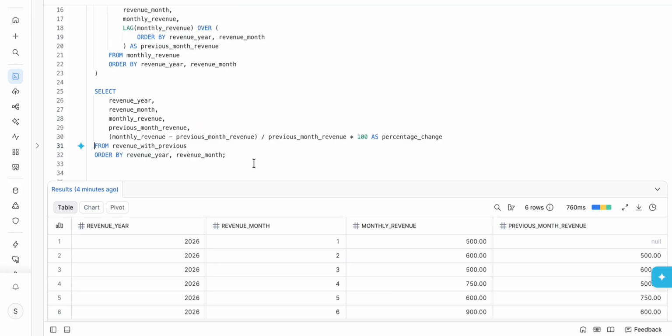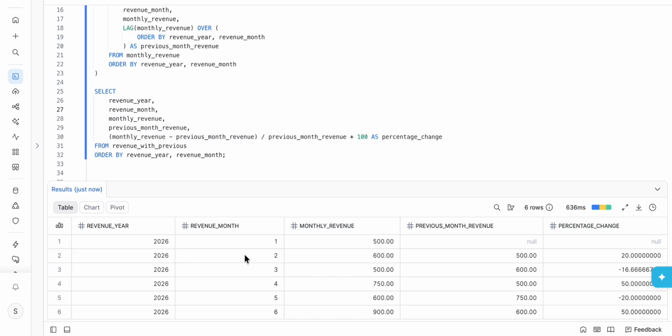For the percentage, the math is simple because both values are sitting on the same row. So we'll do monthly revenue minus previous month revenue, divided by previous month revenue, times 100 as the percentage change. Let's run this query.